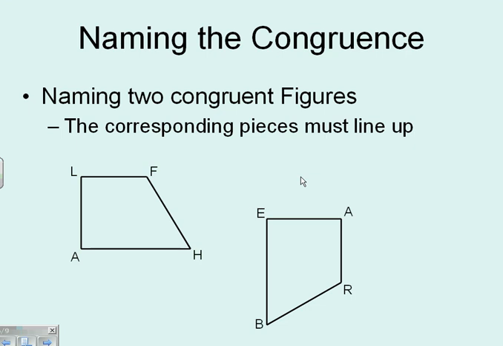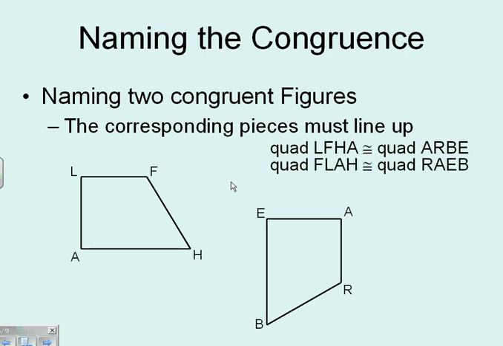If I just give them different letters here, now I do realize I have two angle A's. We could pretend that these were attached here. I would say angle A here is congruent to angle L here. So we can say quadrilateral LFHA is congruent to quadrilateral ARBE, and FLAH and quadrilateral RAEB, and quadrilateral HALF and quadrilateral BEAR.